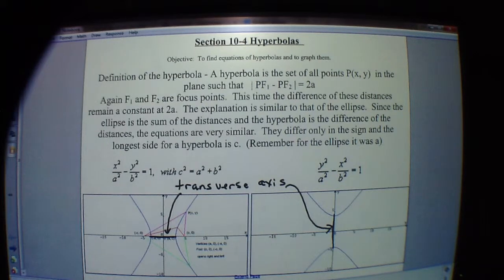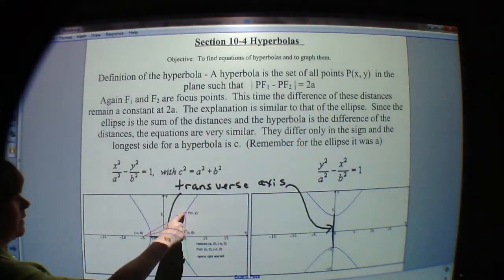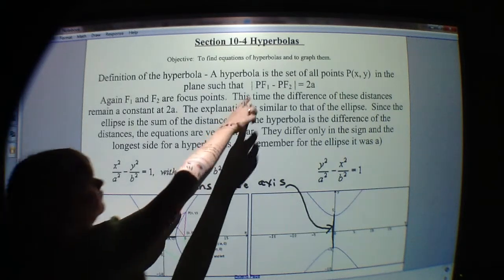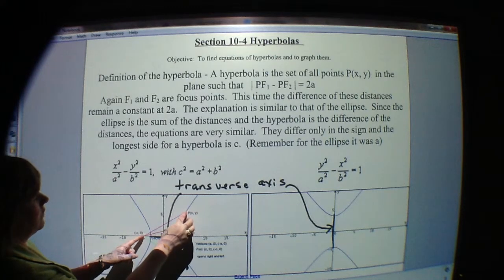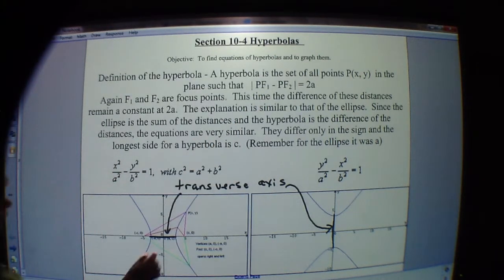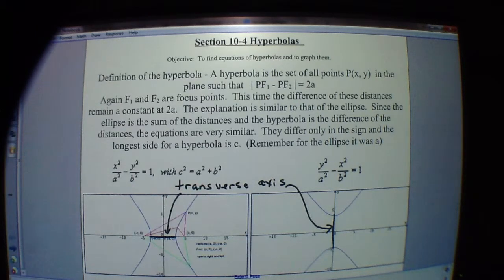10-4 hyperbolas. A hyperbola is a set of points P, an (x, y) on the hyperbola, in the plane such that the distance from the point P to one focus point and from P to the other focus point, if I take the difference of that, the absolute value, it will equal 2a. A is the distance from the center to the vertex. So the difference will be the length of the transverse axis.